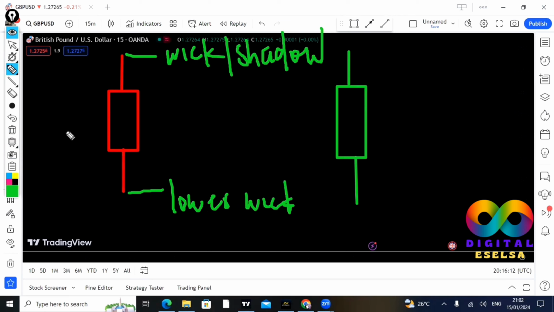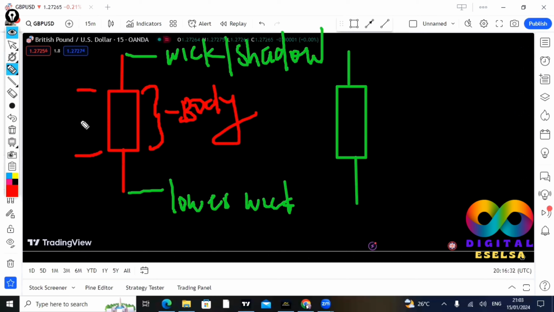So now, the candlestick also has a body. From here to here is the body of the candle. Then a candlestick too has an open price and a close price.